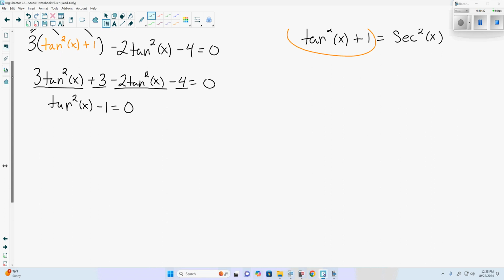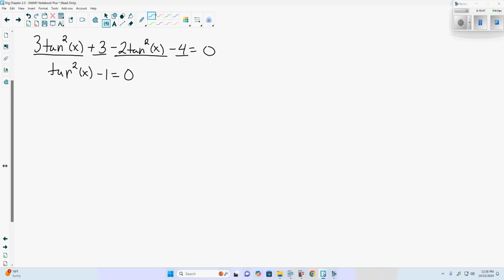Questions on how we got to this point here? Questions on anything we've done so far? All right. Now we just need to solve from here. Since there is no middle term, we can still factor it, or we can use the square root method. We can get tangent squared by itself by adding 1 to both sides. And that tells me that tangent squared of x is equal to 1.